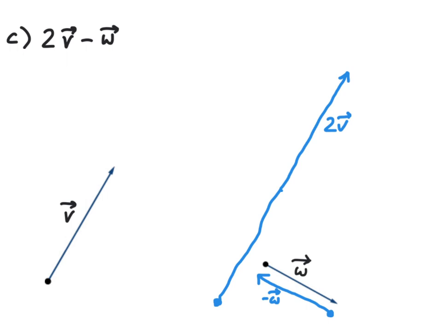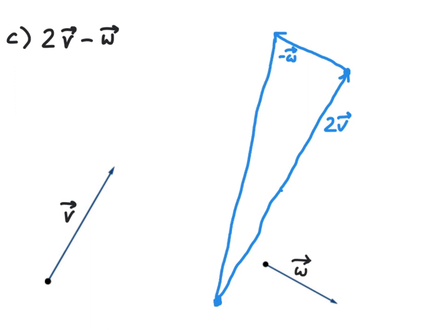We can then line this up so that the initial point of negative w aligns with the terminal point of 2v. And so now this chain of vectors is taking 2v and adding negative w, which is the same as 2v minus w. And so we connect up our initial point of 2v and our terminal point of negative w, and this will be the vector 2v minus w.